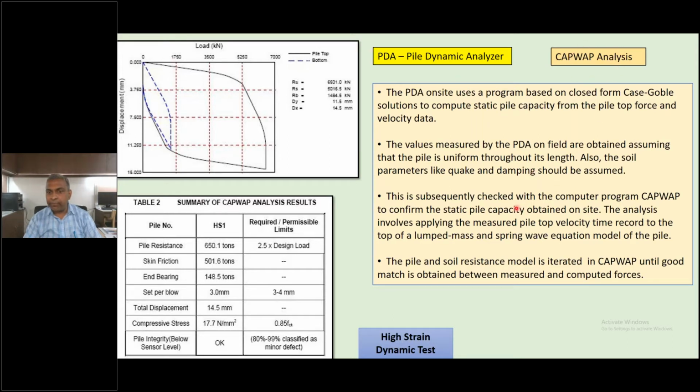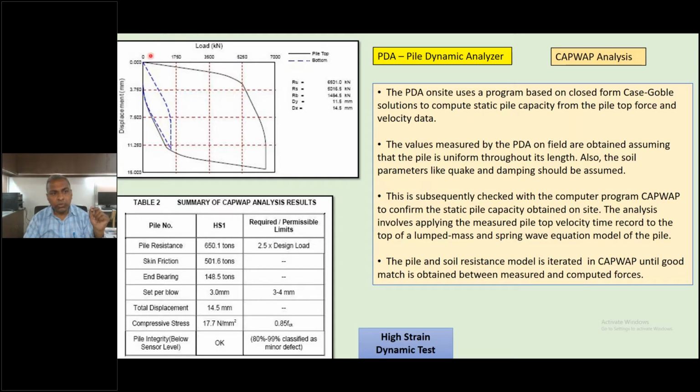You have to go for CAPWAP analysis, which uses the same data that PDA uses, and it uses a lumped mass and spring wave equation model. This model consists of lumped masses and springs representing the pile, and you assume a pile and soil resistance, and then you reiterate in CAPWAP until you get a good match between the applied forces and the measured forces.